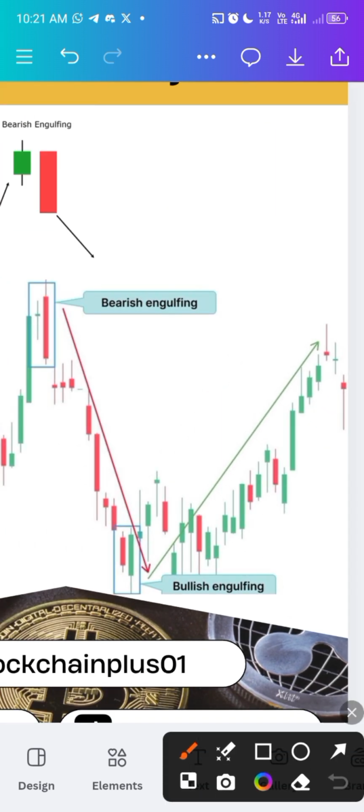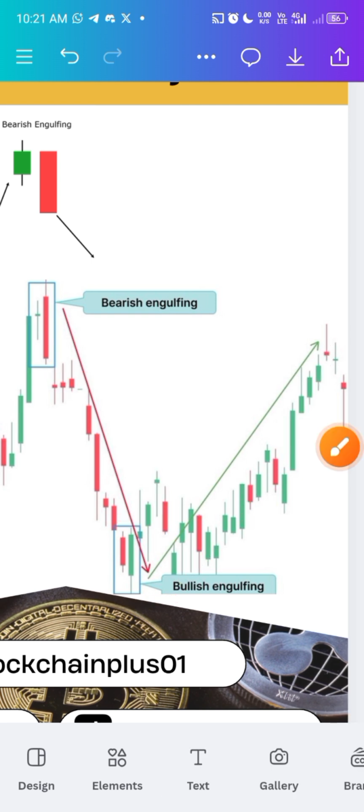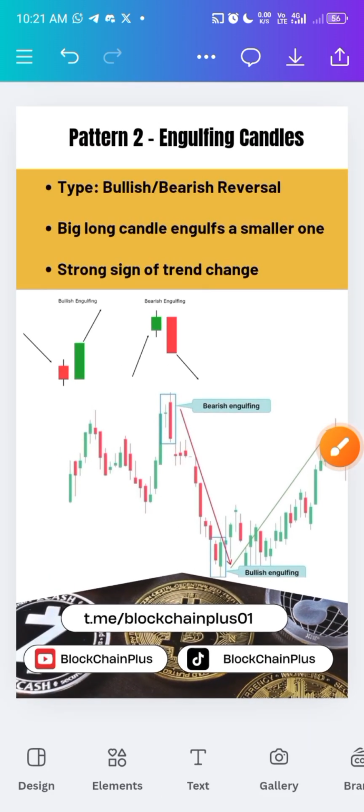So if you were that type that entered because of this one, you entered here and then you came to this one and said, oh, it has engulfed, and you entered here, you can see it just gave you small profit and it went all the way back, but you did not hit your stop loss because your stop loss will be just below that engulfing candle. Then you see the ride back up. So this is an engulfing candle, and this is how you trade it. You trade it within your support and your resistance levels, right?